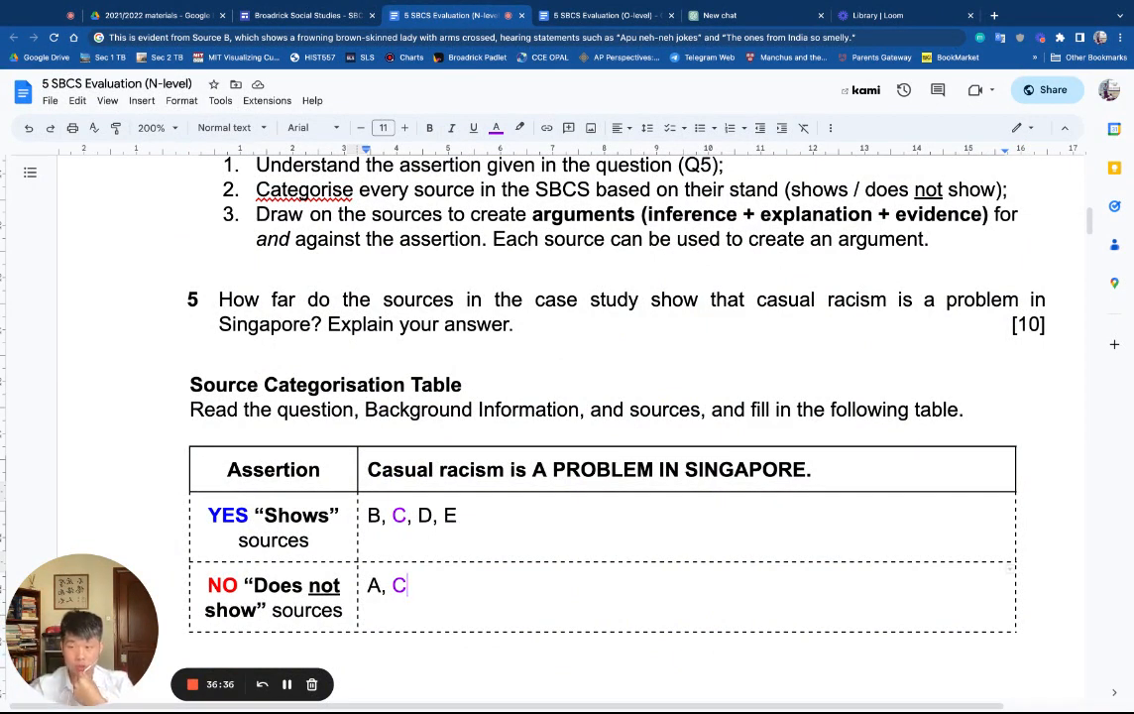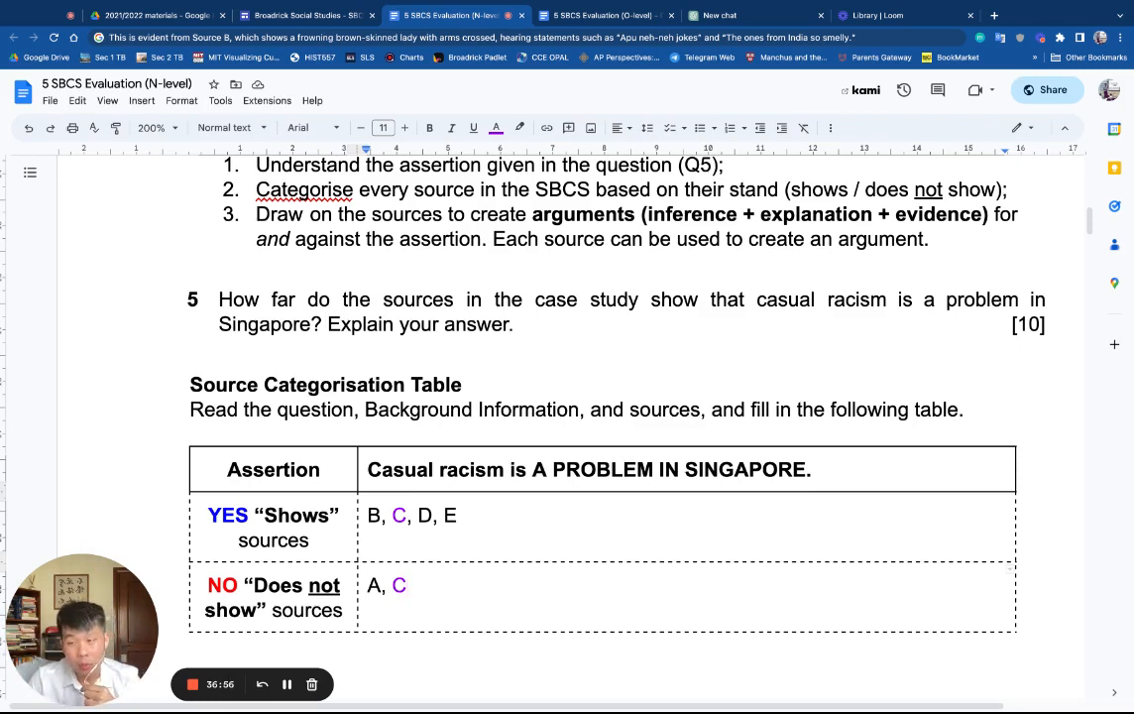Two questions might emerge from you. First question is, what if I write source C as both a yes and a no? Answer: acceptable. You have to write 2 separate paragraphs. 1 paragraph on yes, 1 paragraph on no, but you can draw on source C, the same one source, for 2 sides. So it's acceptable.